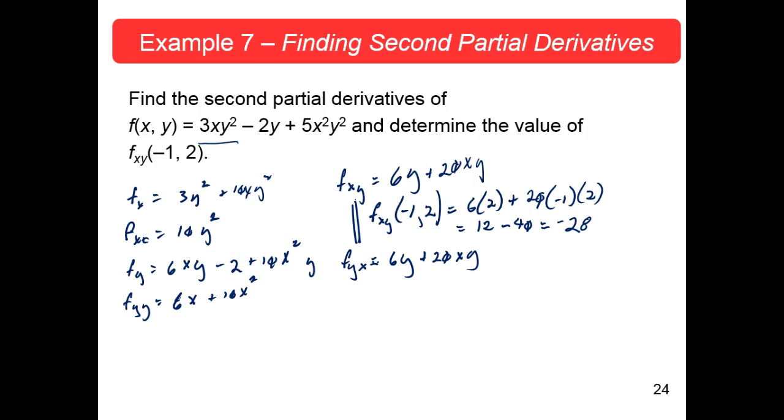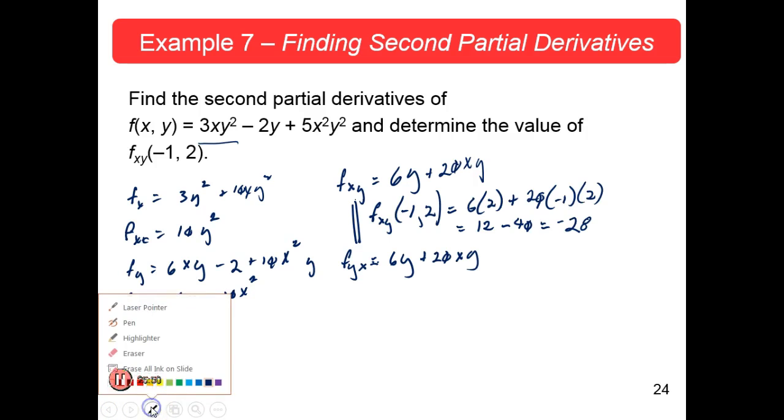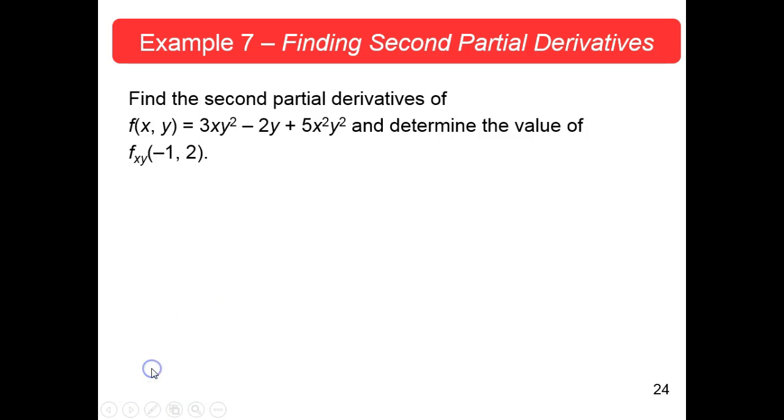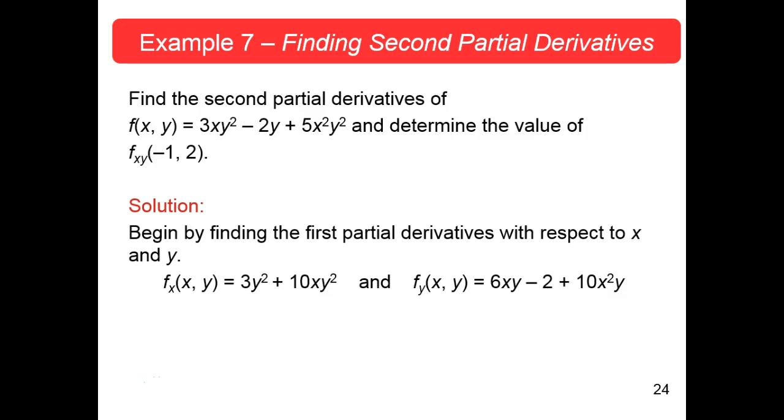Okay? Now, that's my chicken scratch. Let's see how they do it. Find the second partial derivatives, all of them. That means at least 4 in this case. Begin by finding the first partial derivatives with respect to x and then with y. And that's how we started before.